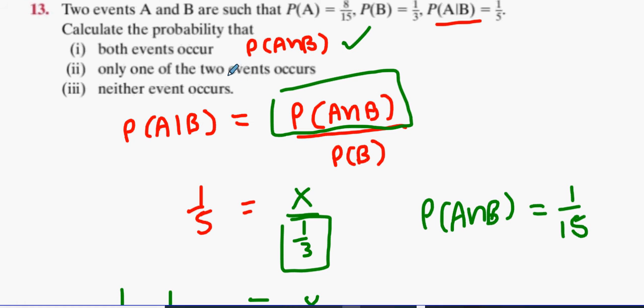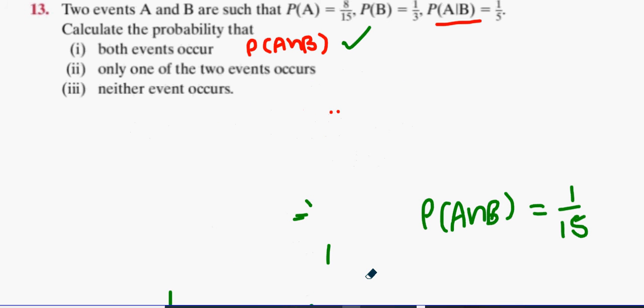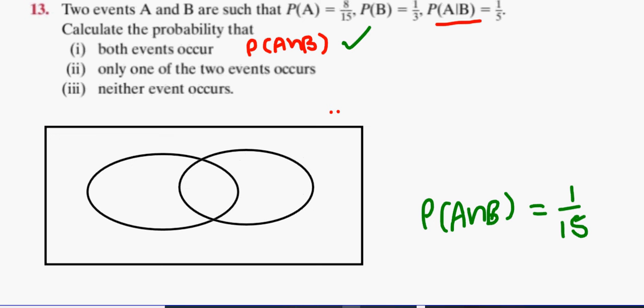Only one of these two events occurring and neither event occurring. Alright. For me, I would draw a Venn diagram. I'm a visual learner, so I'd need to see this and have it represented in front of me. So I do something like this. Alright, so what's dead center, lads?